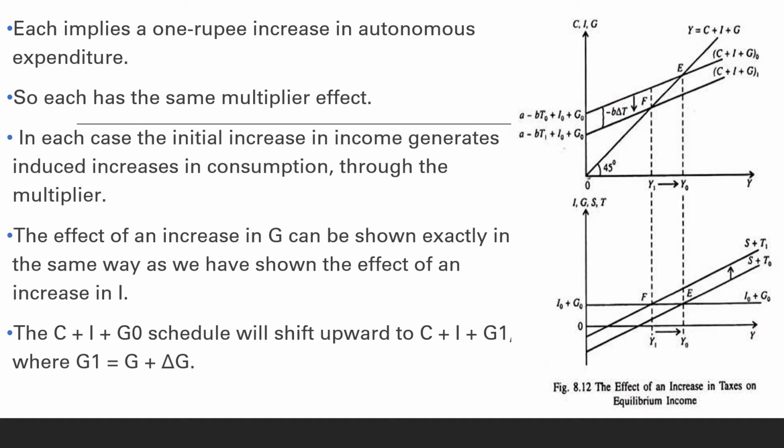The consumption plus investment plus government expenditure schedule, that is the C plus I plus G0 schedule, will shift upward to C plus I plus G1. Since there is an increase in government expenditure, the schedule has shifted to C plus I plus G1, where G1 is equal to initial government expenditure plus the change in government expenditure.